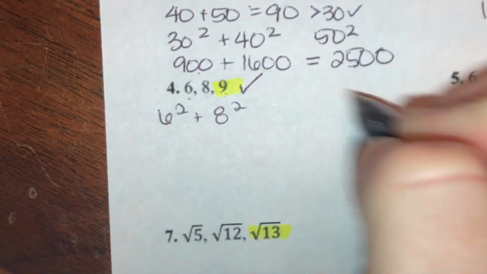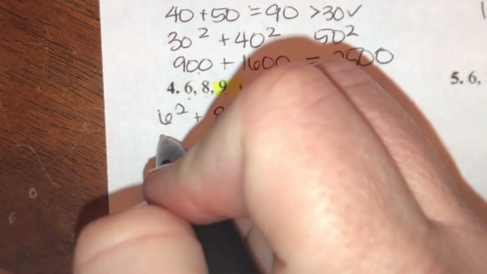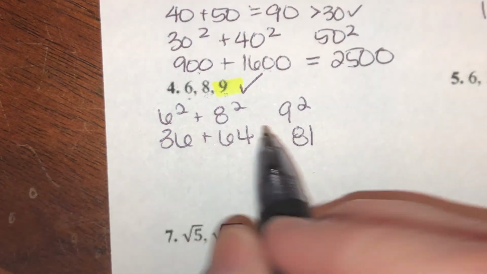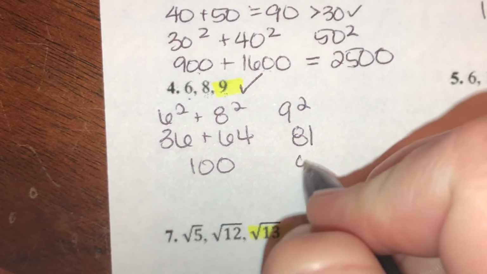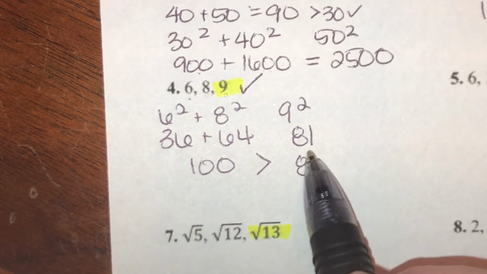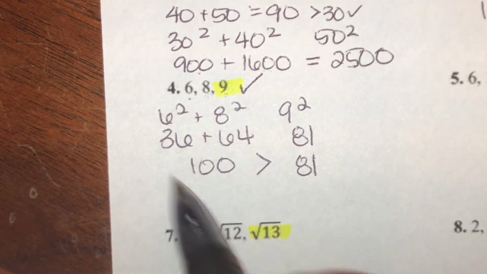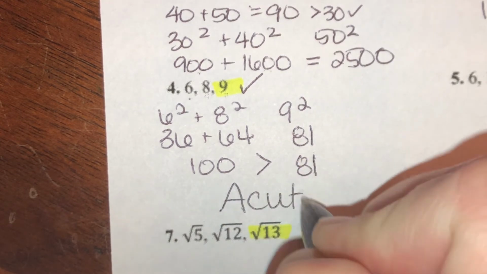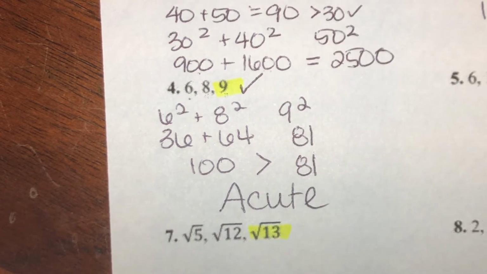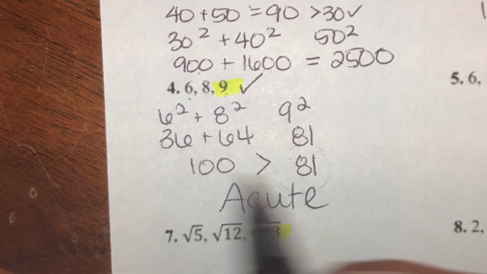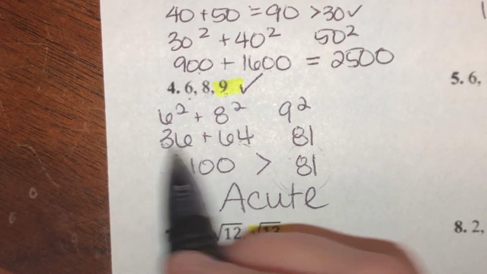And then I want to look at 6 squared plus 8 squared and compare it to 9 squared. That's 36 plus 64 and then 81 over here. This is 100. This is 81, so this is bigger. So the biggest side squared is less than the sum of the squares of the other two sides, right? So when it's less than, it's actually an acute triangle. So it is a triangle and it's an acute triangle because the biggest side squared is smaller than the sum of the other two squared sides.